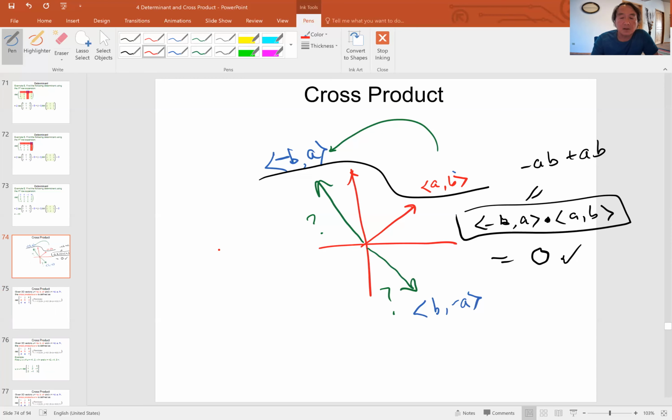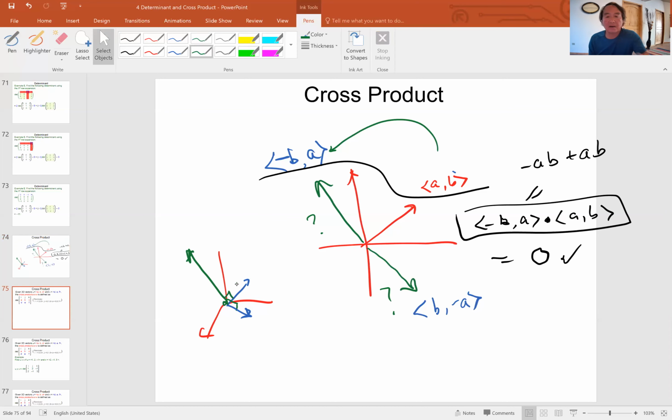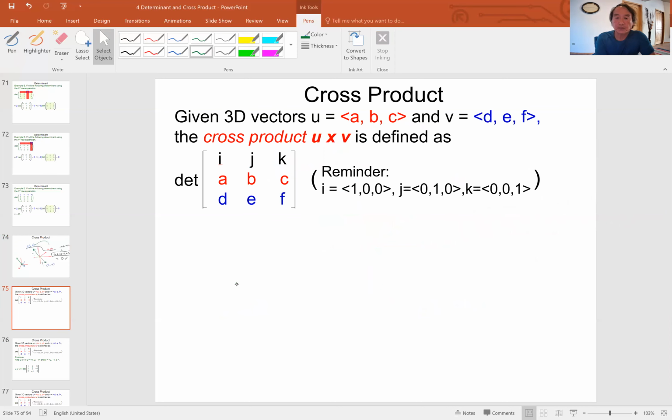What do I mean by that? In 3-dimensional space, I have two vectors, one pointing that way and one pointing that way. I would like to find the vector that's perpendicular to both of them. And that's the cross product. So given two vectors, their cross product is defined to be the determinant of this matrix.